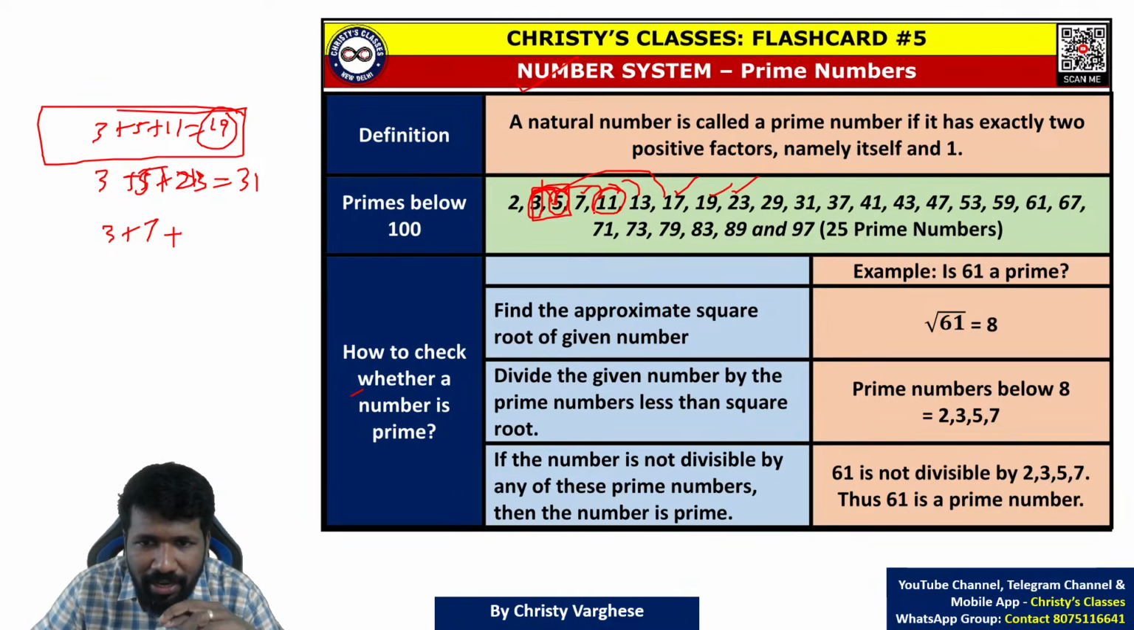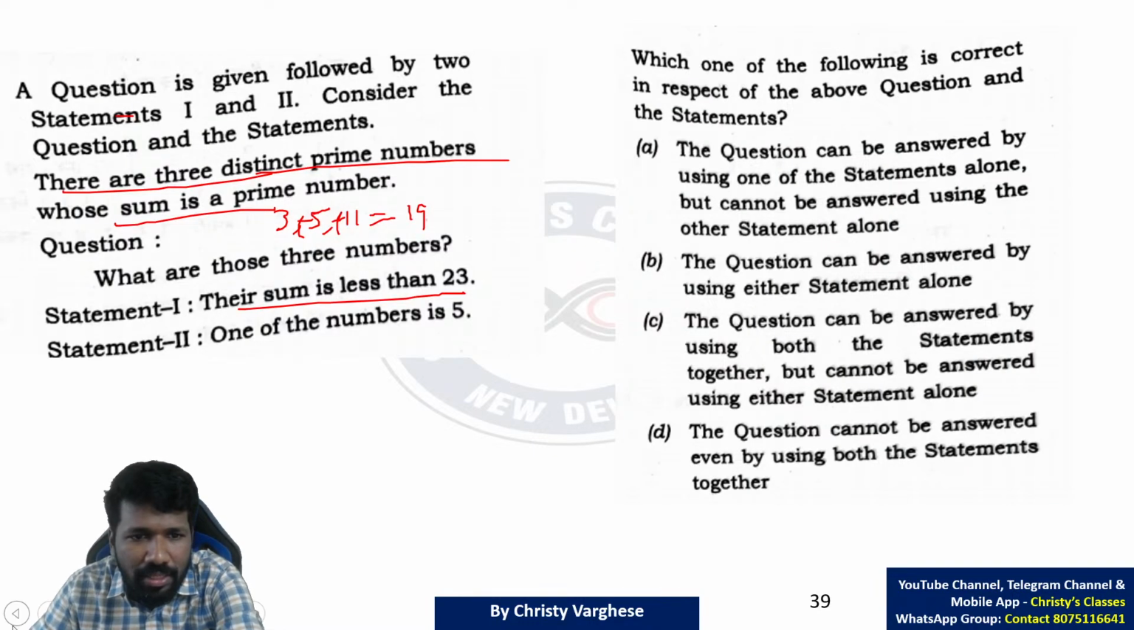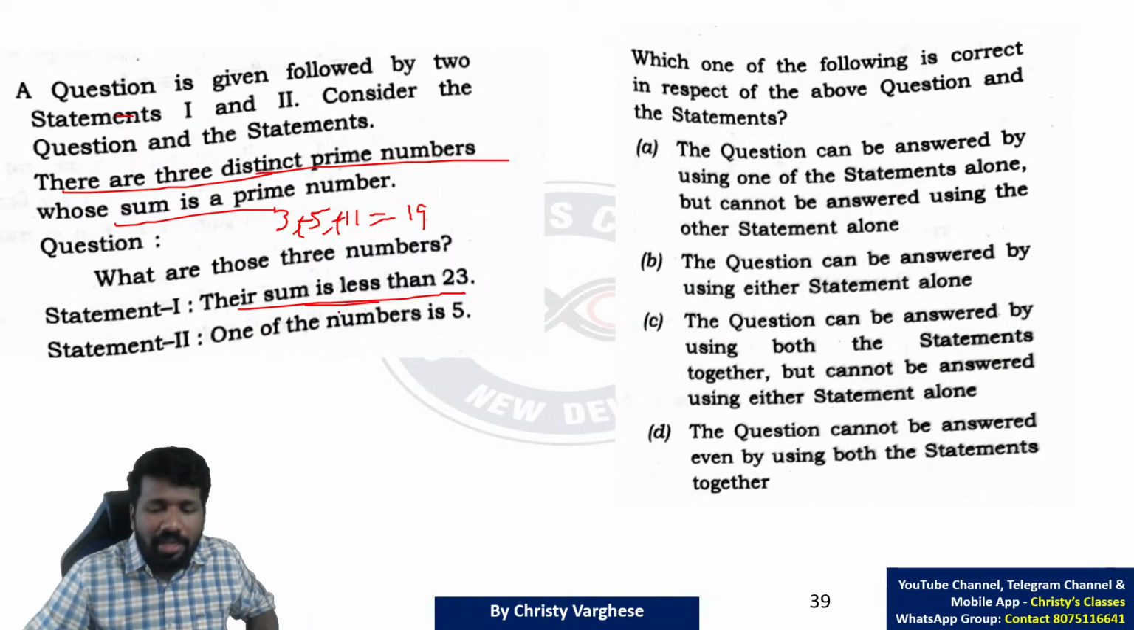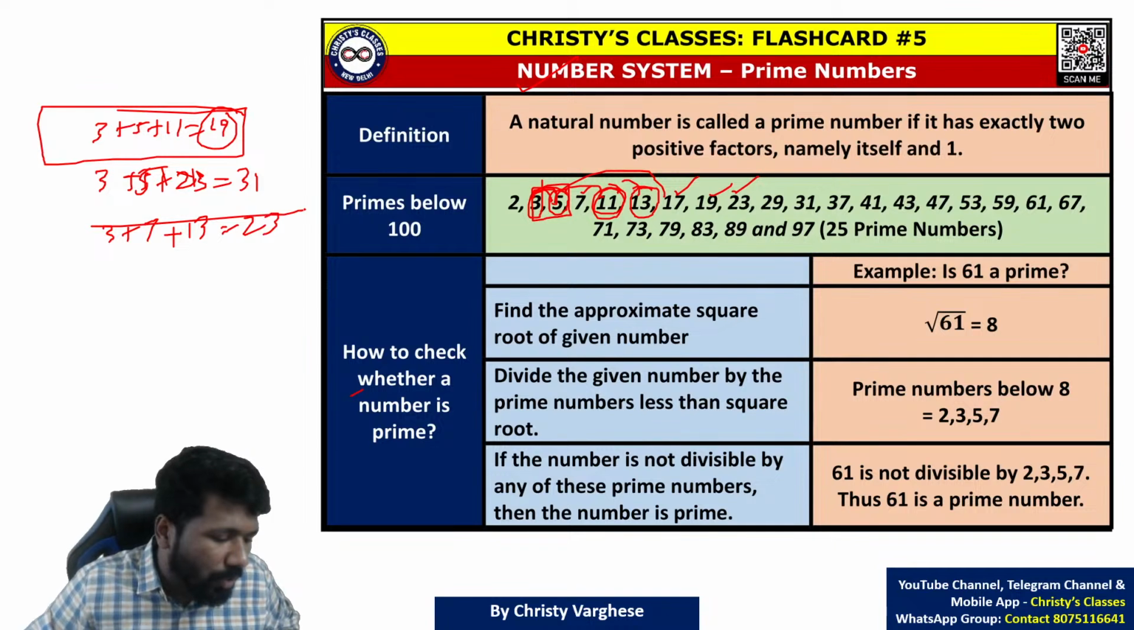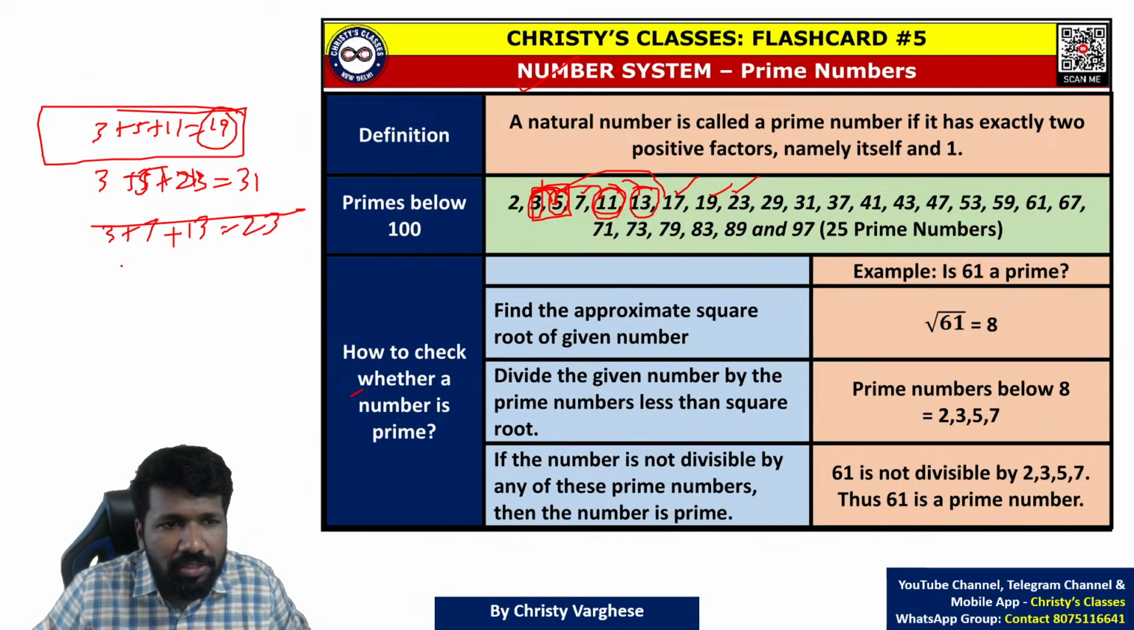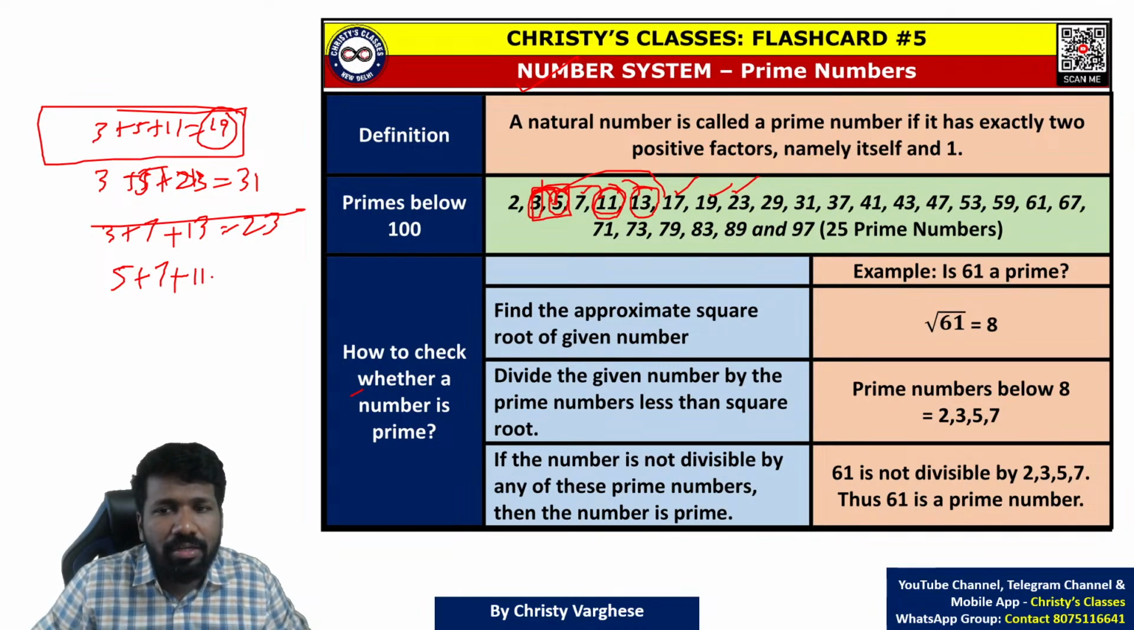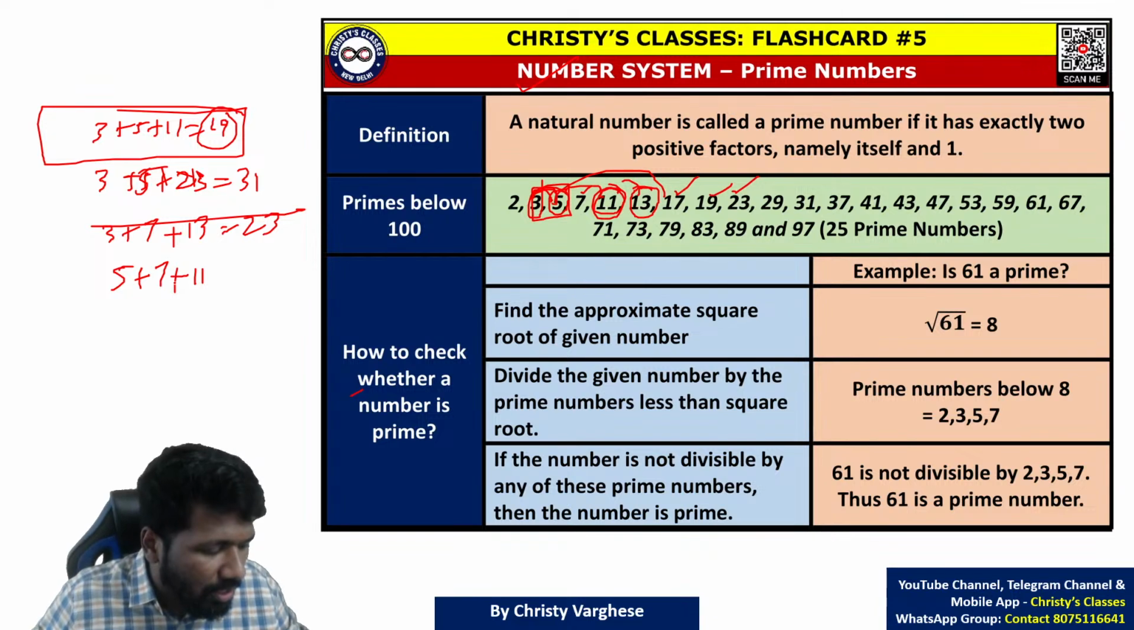3 plus 7 is 10. 10 plus 11 is 21, not a prime. 10 plus 13 is 23. It is a prime, but the question says their sum is less than 23. So that case cannot be considered. Below 23, we have to check. So instead of 3, we will start with 5. 5 plus 7 is 12. 12 plus 11 is 23 again. So that cannot be considered.